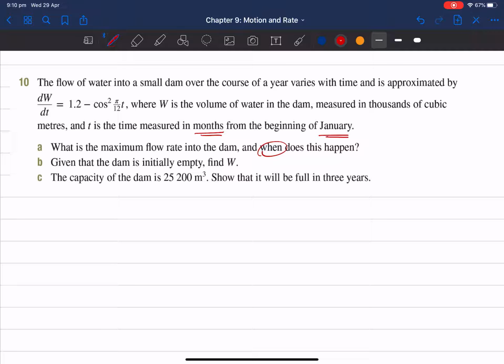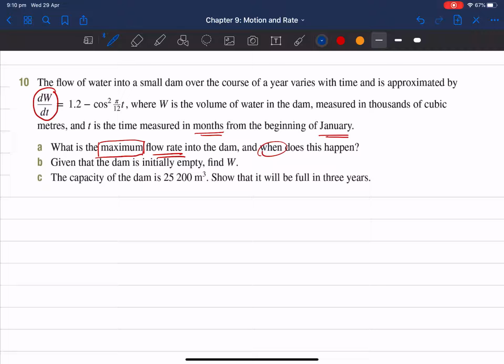Let's have a look at the first question here. What is the maximum flow rate into the dam, and when does this happen? So we've got two pieces of information. Maximum flow rate. When you see maximum, minimum, this kind of wording, the first reaction you need to have is differentiation. So the maximum flow rate, but what is the flow rate? Well, that's dW over dt. So maximum flow rate means you're going to differentiate again, and you're going to let that equal 0 to work out the maximum flow rate.